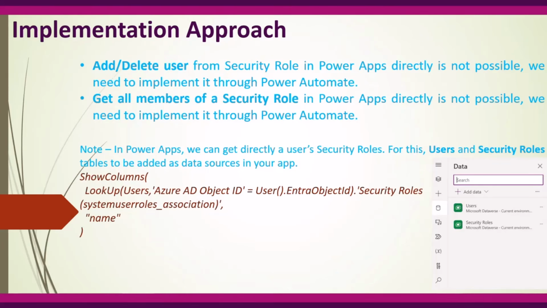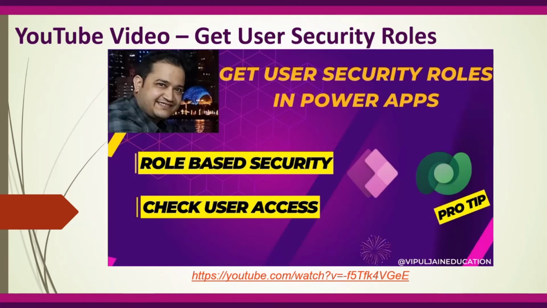What you can directly do in Power Apps is get the logged-in user's security roles. For that, you have to use the users table and the security roles table within your app as data sources. Once you add them, using a simple Power Fx formula with ShowColumns and LookUp, you look up the user table and compare the Azure AD object ID with your User().EntraObjectId, and then take the security roles. It will give you all the security roles of the logged-in user. That is directly possible within Power Apps. I've also created a YouTube video on how to get the logged-in user's security role.